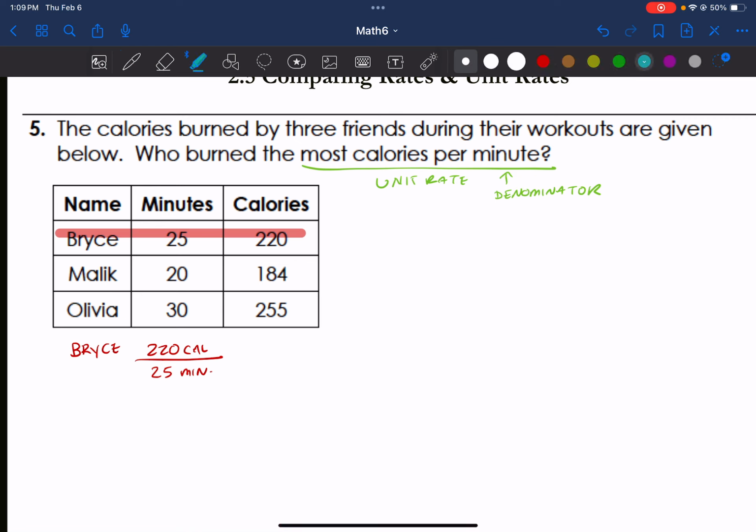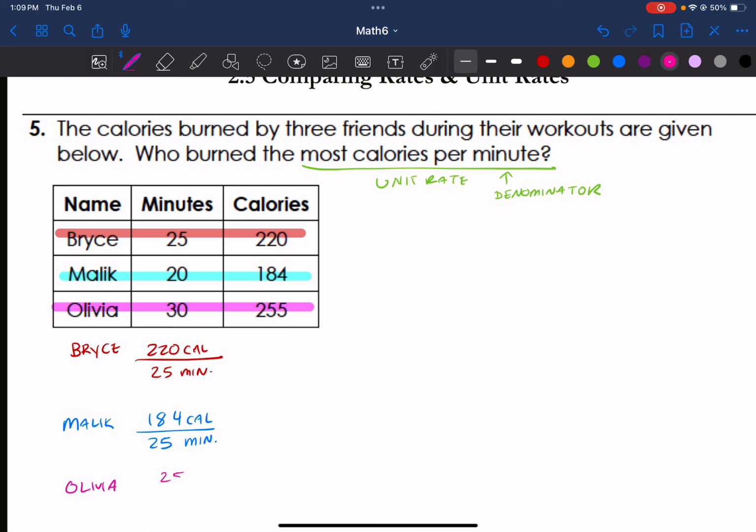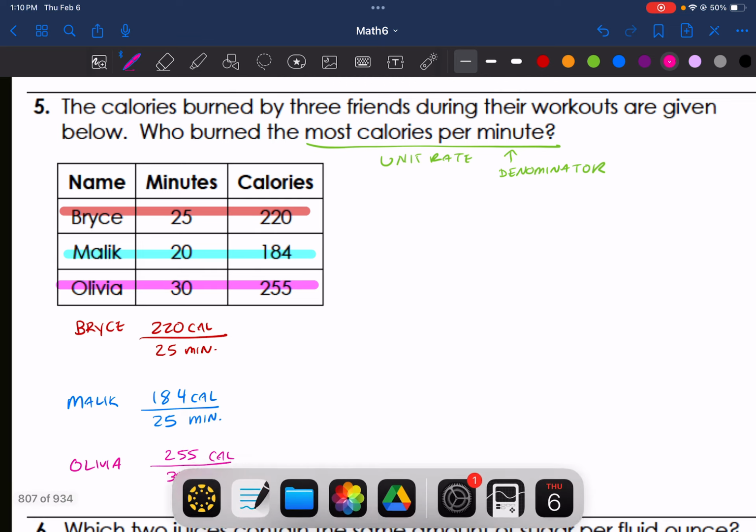Let's set up Malik. So we have Malik, who again is 184 calories over 25 minutes. Go ahead and find that unit rate, and let's set up Olivia as well. So we have 255 calories for 30 minutes. Go ahead and find each unit rate. So pause the video here before you get your answer.